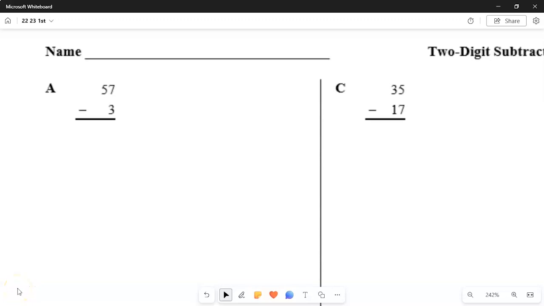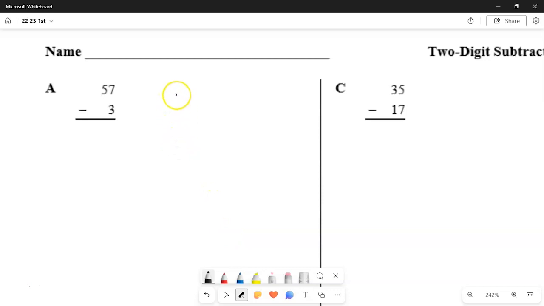Okay, we're going to go ahead and work together on two-digit subtraction for A. Just follow along with me on your papers as I work this out with you. The first problem we're going to work on is 57 minus 3. I'm going to draw it using base 10 blocks, or a pictorial model of it.